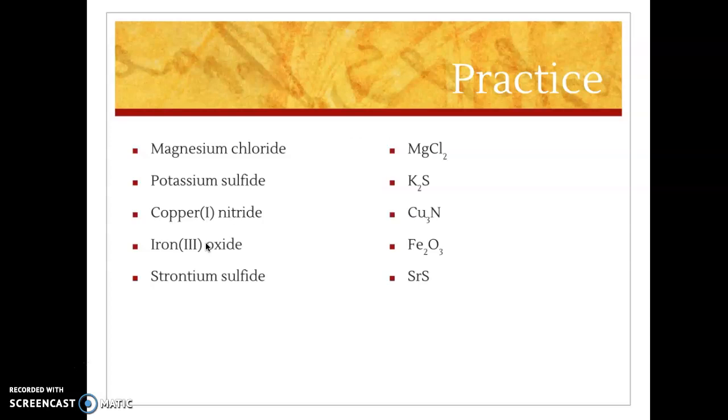And here are the answers for those 5. Magnesium is a positive 2, chloride's a negative 1, so you need MgCl2. K2S for potassium sulfide. Copper, Roman numeral 1, so it's positive 1, nitride's a negative 3. Iron, positive 3, oxide's a negative 2, so it's Fe2O3. And then this is strontium sulfide.